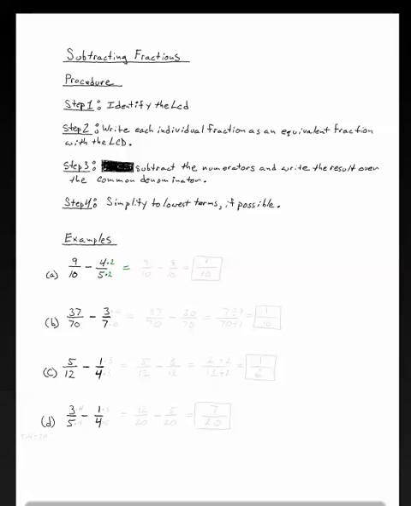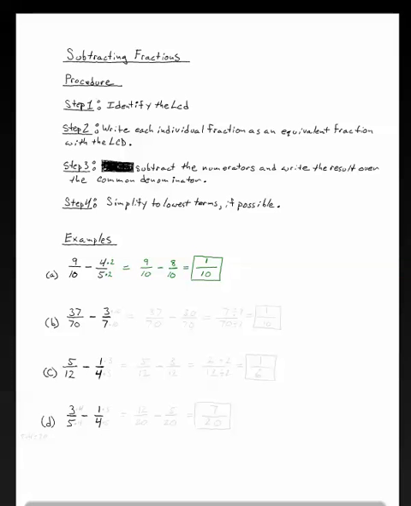This gives us the new problem, 9 over 10 minus 4 times 2 is 8 over 5 times 2 is 10. Now we subtract the numerators, and 9 minus 8 is 1 over the common denominator of 10. And 1 over 10 is not reducible, so we're done.